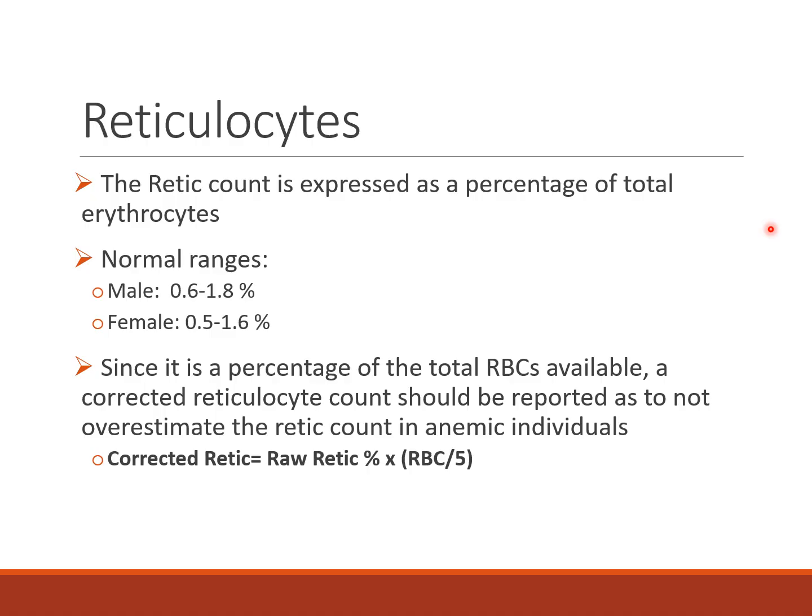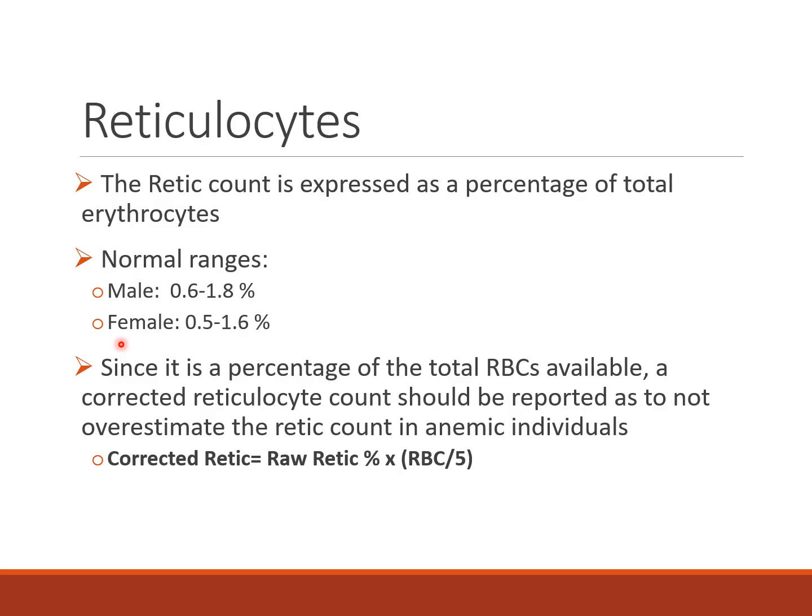Okay, so again, in order to aid and recognize problems, we have to know normal ranges, right? So our reticulocyte count is expressed as a percentage of total erythrocytes. So we have a range of 0.6 to 1.8% in males, and then in females, 0.5 to 1.6%. So let's round it up to 2. So 0.5 to 2.